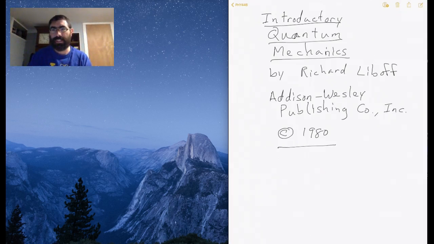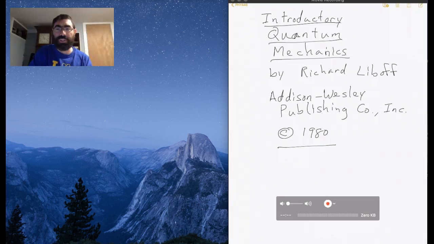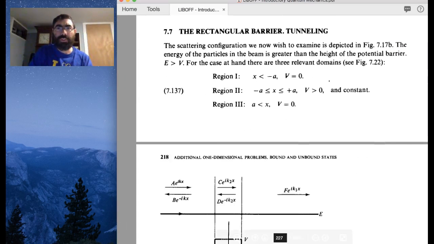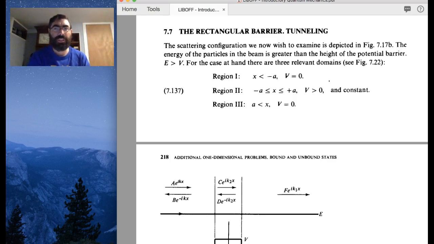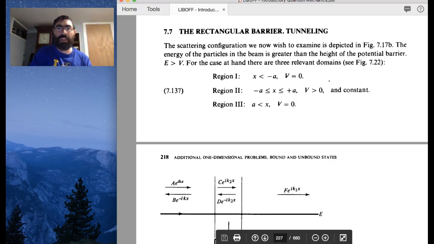This book was published in 1980, and it's a very good undergraduate text in quantum mechanics, and a good reference. So instead of me just repeating his derivation, I've copied out that section of the book, starting at page 217, and I just wanted to go through section 7.7 in Liboff's book, where he talks about the rectangular potential barrier, and in particular we'll get to the case of tunneling.